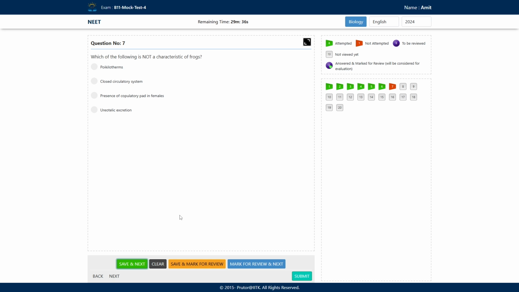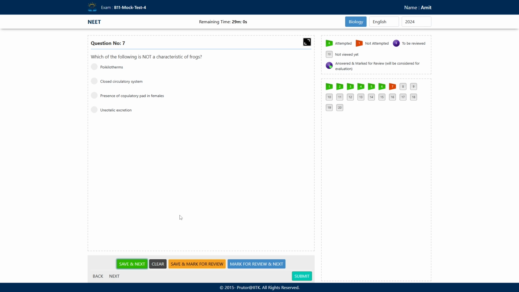Which of the following is not a characteristic of frog? A. Poikilotherms. B. Closed circulatory system. C. Presence of copulatory pad in females. And D. Ureotelic excretion. Poikilotherms, yes, they are poikilotherms. They cannot regulate their body temperature. So they are poikilotherms.